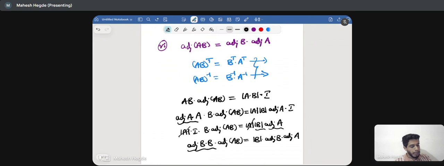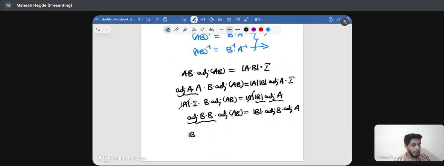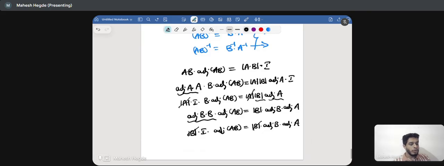Again, adjoint of B into B is nothing but determinant of B into identity matrix into adjoint of AB matrix. It is equal to determinant of B into adjoint of B into adjoint of A. We can cancel out the determinant of B also, assuming determinant of B is also non-zero. So we have the sixth important result. We can call it the reversal law for adjoints. The sixth result is adjoint of AB is equal to adjoint of B into adjoint of A.